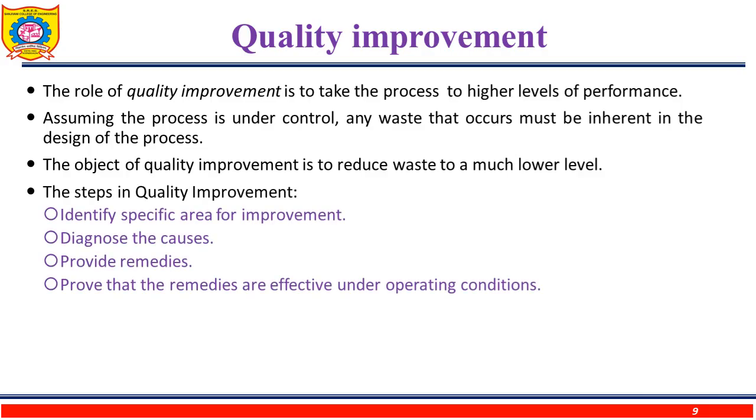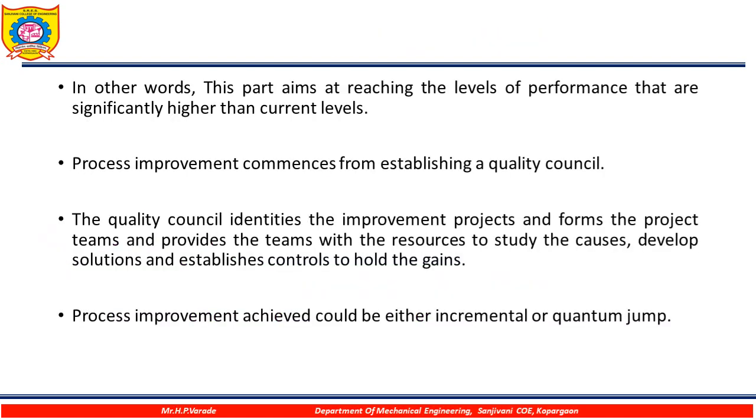The steps in quality improvement: identify specific areas for improvement, diagnose the causes, provide remedies, and prove that the remedies are effective under the operating conditions. So in other words, this part aims at reaching levels of performance that are significantly higher than the current levels. The process improvement commences from establishing a quality council.